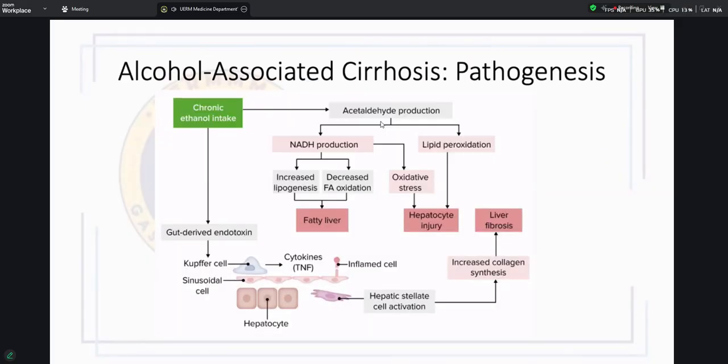This is the pathogenesis of alcohol-associated cirrhosis. I already discussed this a while ago. Just additional information: this process takes years to decades to occur, and it requires repeated insults. So the transition from simple alcoholic steatosis to cirrhosis does not simply happen overnight.